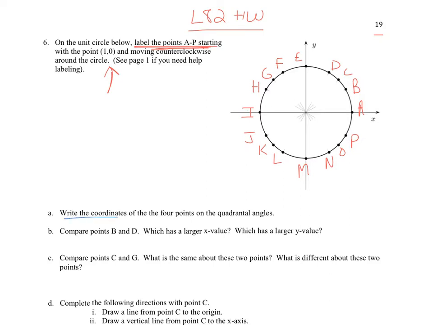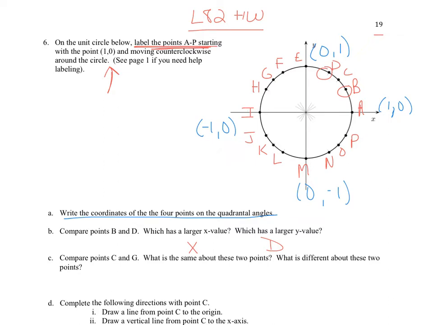We're going to write the coordinates, the 4 points for the quadrantal angles. So this is partly going to be a homework check. This is 0, 1, -1, 0, and 0, -1. Now we're going to compare points D and B, which one has the larger x value and the larger y value. So this is just a review. So if I look at B, B has the larger x value, and D has the larger y value.